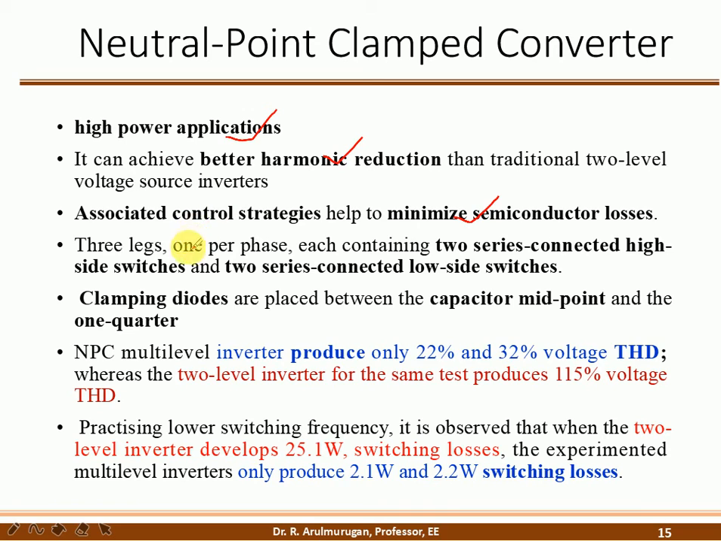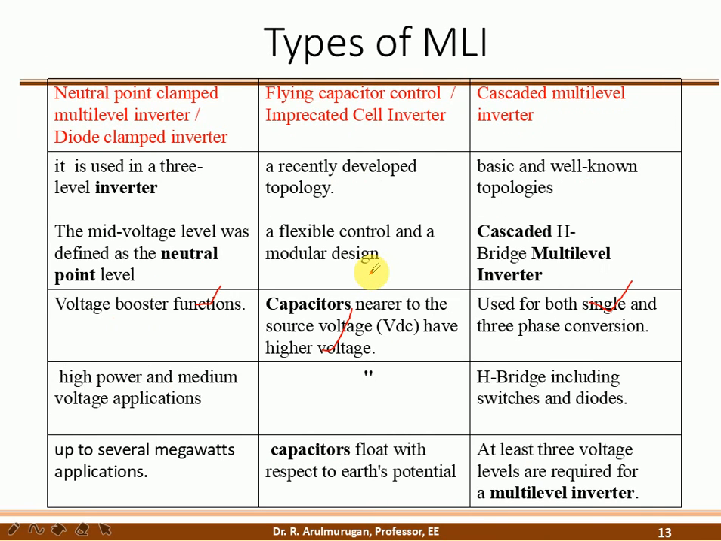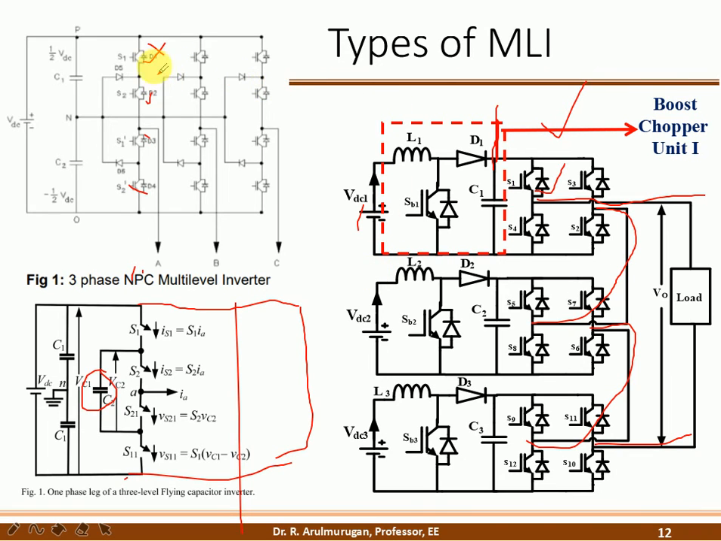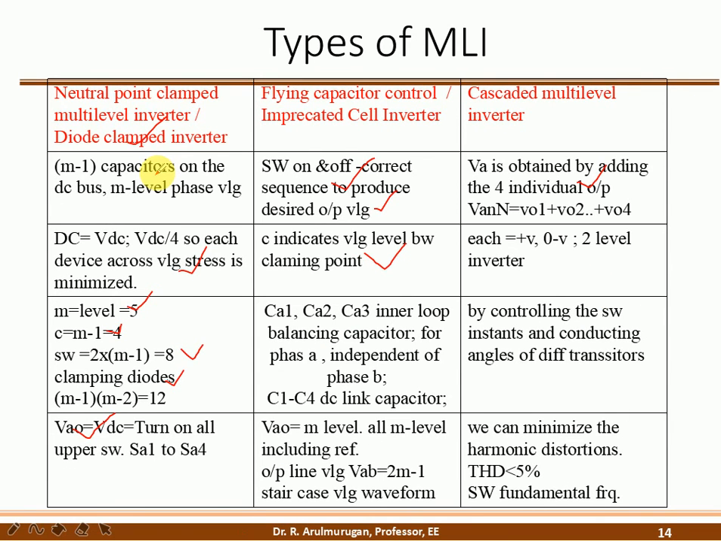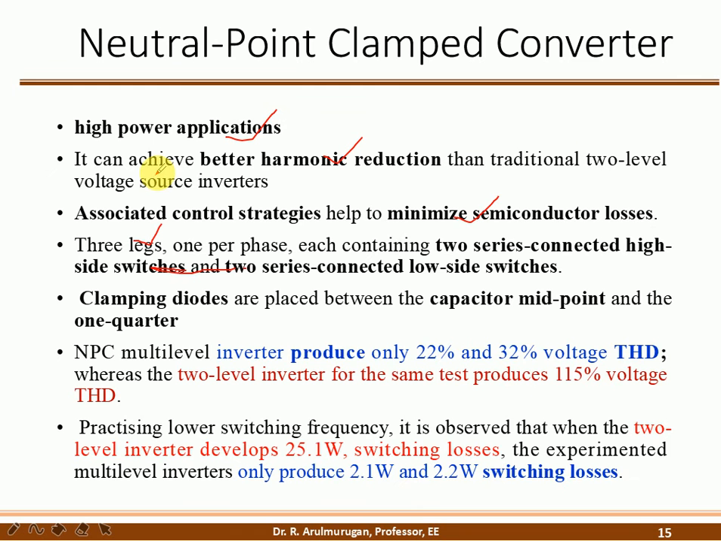How many legs are used? 3 legs are used, one per phase. Each contains 2 series-connected high side switches and 2 series-connected low side switches. The clamp diodes are placed between the capacitor midpoint and the switches; the diode point is connected to the midpoint.